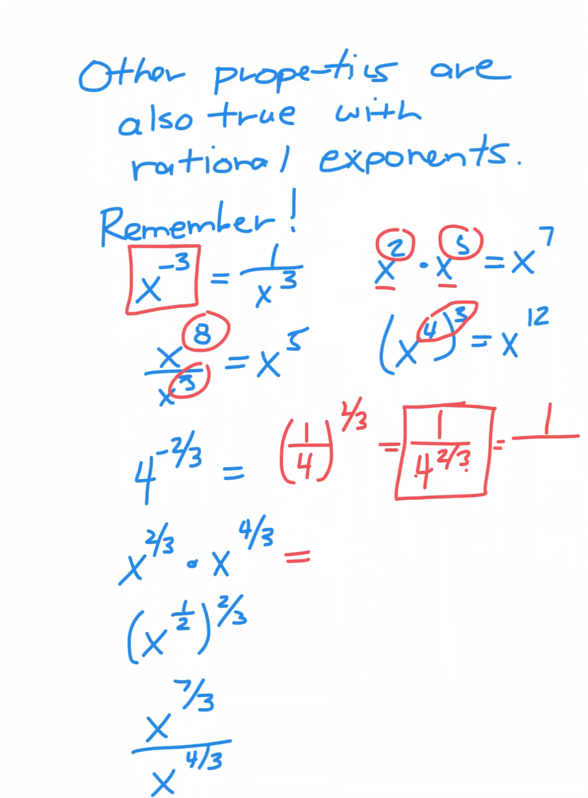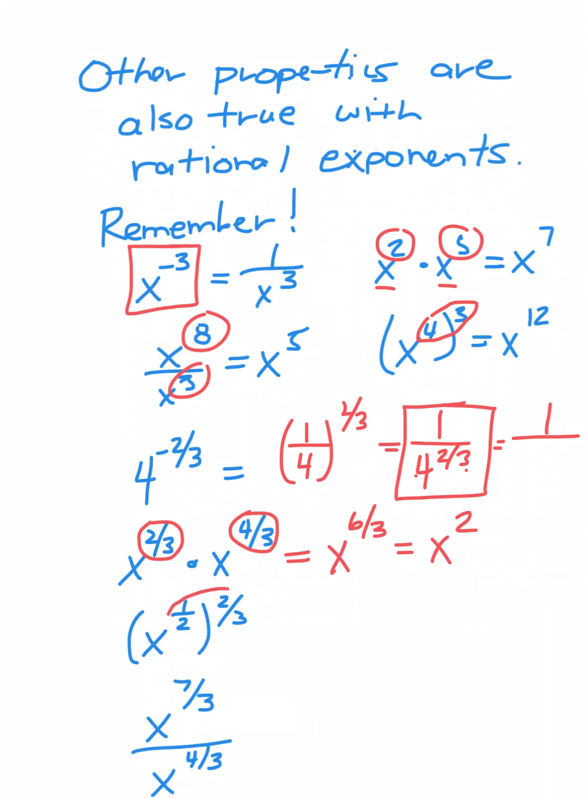Here we're multiplying two numbers with the same base. You're going to keep that base. You're going to add these powers. When we're adding fractions, you need a common denominator, which we already have. So that'd be 6/3, which could be reduced to 2, and that would be x squared.